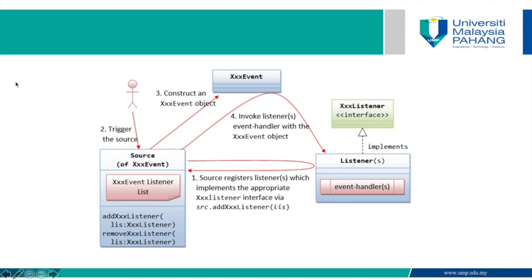Okay, for example, the user will trigger the source by clicking a mouse or clicking a button on your GUI, and then the source will invoke the listener, which is the event handler, with the event object that will try to give the output that has been requested by the user. For example, here is an easy situation for you to understand event driven programming.